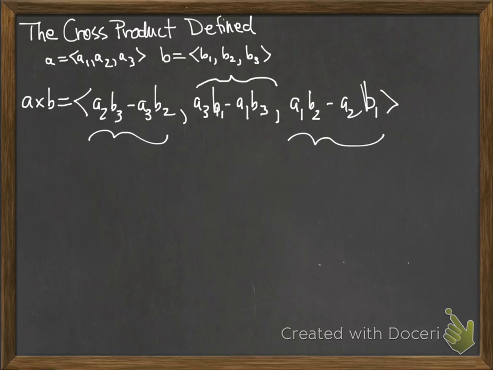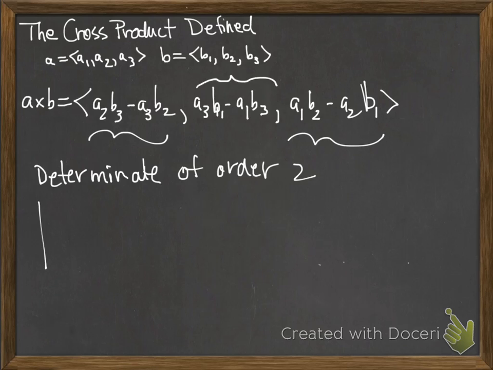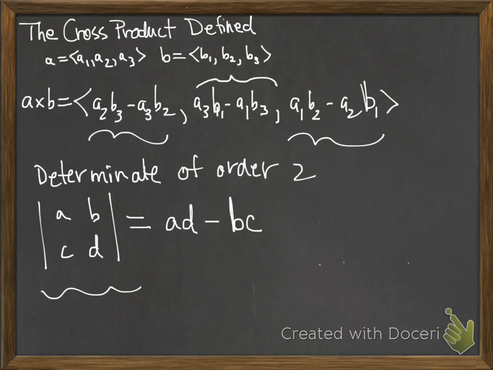All right. Now, this might be hard to remember, so we're going to introduce some other ideas, and the first is a determinant of order 2. And it is defined to be as such. If you have a 2 by 2, so A, B, C, D, and you want to find its determinant, then it is equal to A times D minus B times C. That's just how we define the determinant of order 2.